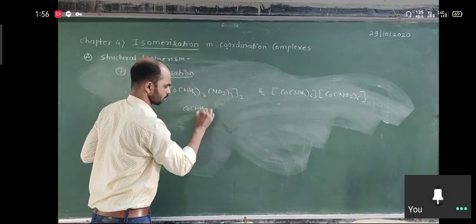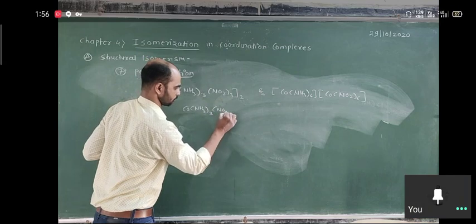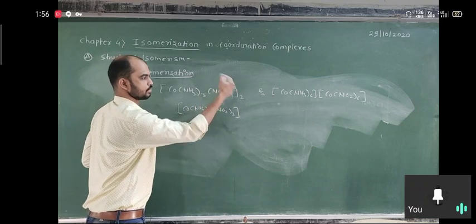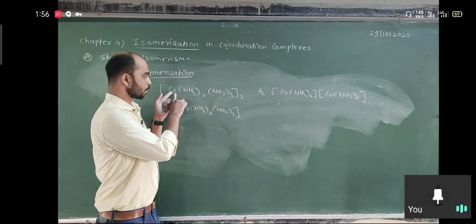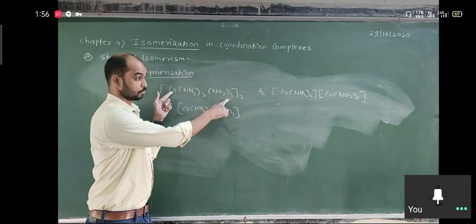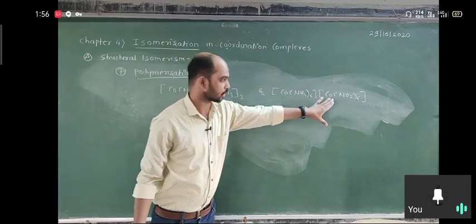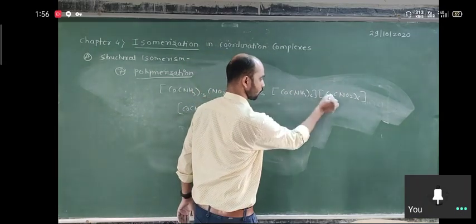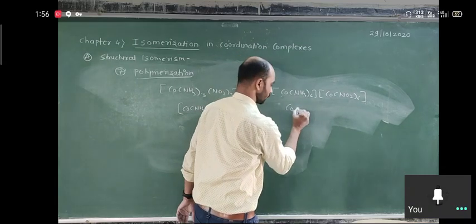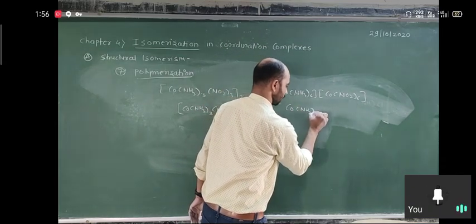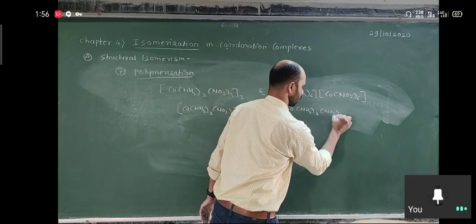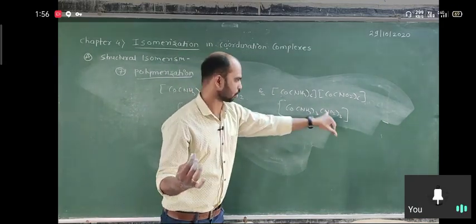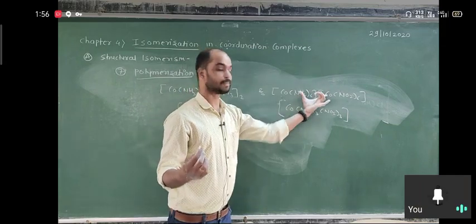The empirical formula is this one. Here 2 units are present, so it is multiplied by 2: 3, 4, 5, 6. But in the second case, each cobalt in the first has 3 NH3 and 3 NO2, while here one cobalt has 6 NH3 and another cobalt has 6 NO2. But overall, if we consider their empirical formula, both are cobalt with 3 NH3 and 3 NO2 each. Here there are 2 cobalts, so one cobalt contains 3 NH3, 3 NO2, and the second cobalt also contains 3 and 3, so this is just a different representation.